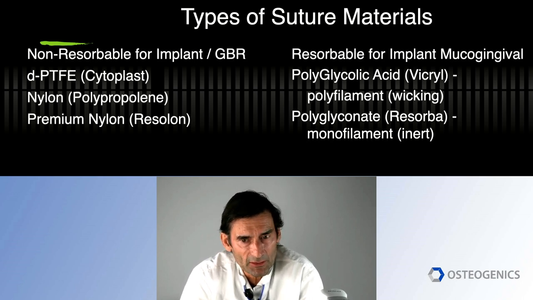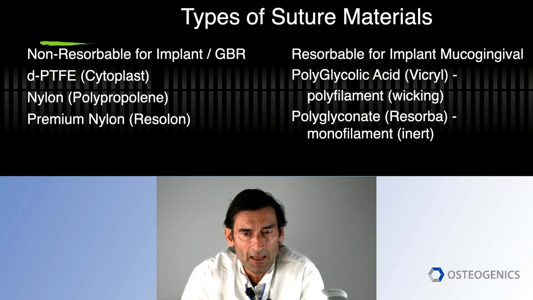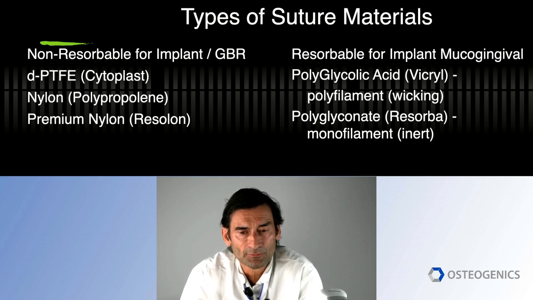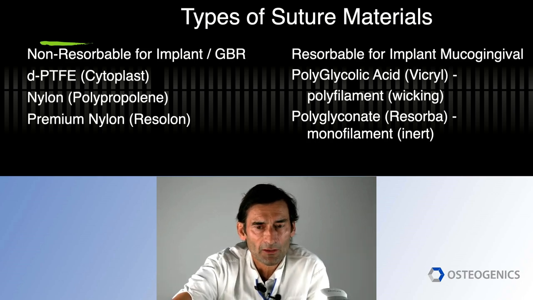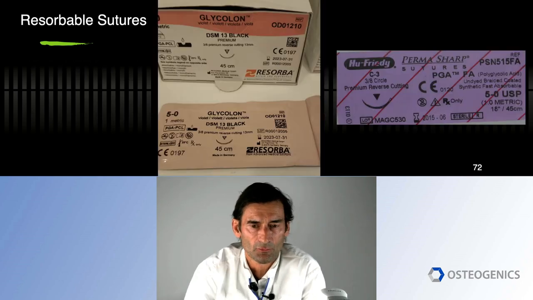Then resorbable sutures are good for implant mucogingival work. So again, you can use something like Vicryl, very generic, polyglycolic, but it's a polyfilament, so there's a lot of wicking. So again, I don't use it in my practice. As an improvement, you can use a polyglyconate or a Resorba, which is more monofilament, so it's more inert. So this is my go-to when I look at sutures to work with.